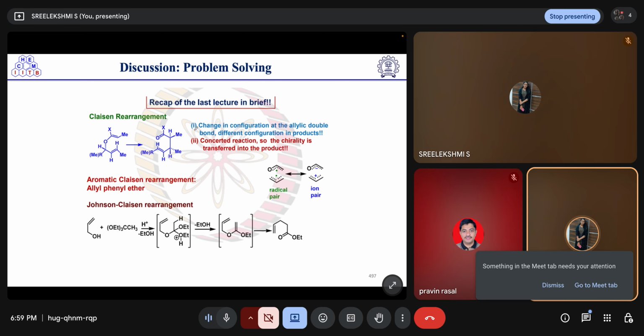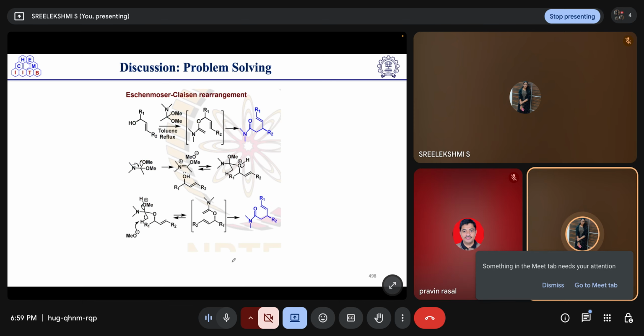So far we have discussed this aromatic Claisen rearrangement using this allyl phenyl ether, and how para products can also be formed from aromatic Claisen rearrangement. And we have also seen this Johnson Claisen rearrangement. Now another reaction is the Eschenmoser Claisen rearrangement. So there, what is happening? If we treat this type of alcohol with this Eschenmoser salt kind of reagent, this type of amine complex, in toluene at reflux, we will get this type of compound.